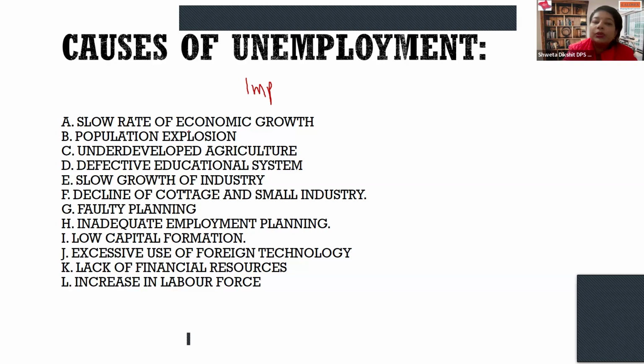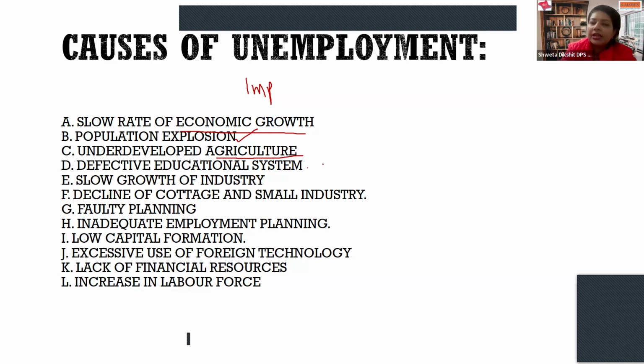So the first is, of course, slow economic growth, which is responsible for unemployment. Then population explosion, as we talked about in the last topic, human capital formation, that it does not match with the supply and demand proportion. Underdeveloped agriculture. In developing countries like India, where agriculture is the major source of employment, we can see that the agricultural pattern is still underdeveloped and the farmers are not that trained. So problems like seasonal unemployment and disguised unemployment can still be noticed.